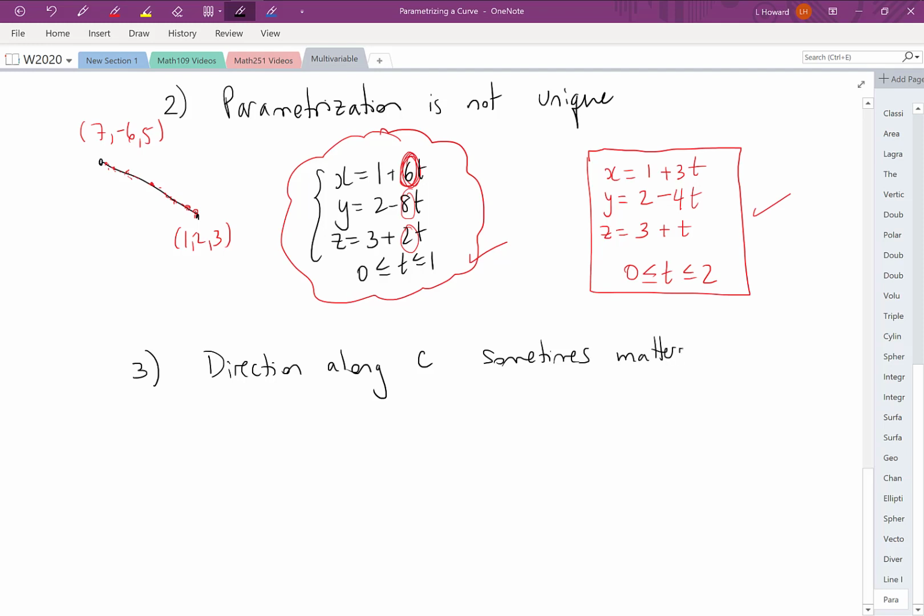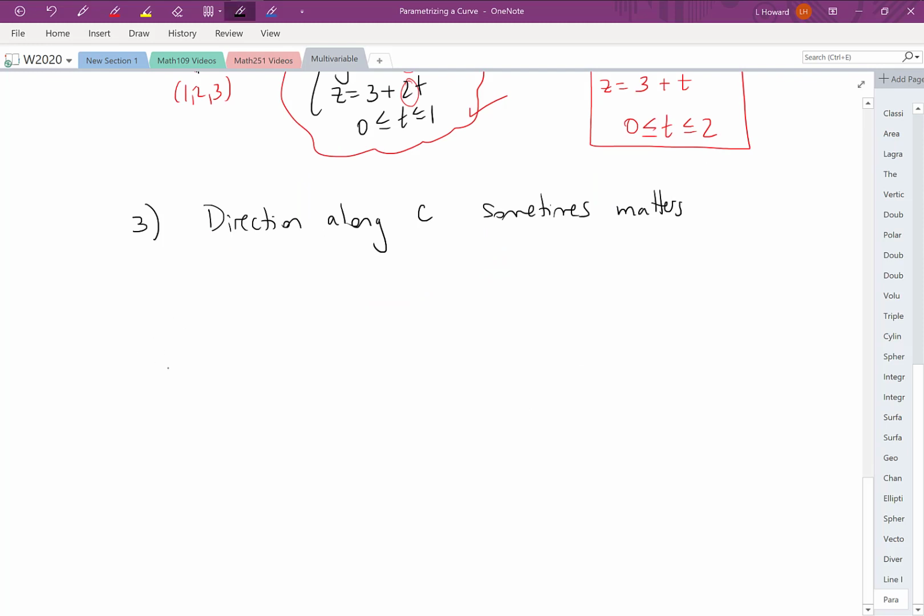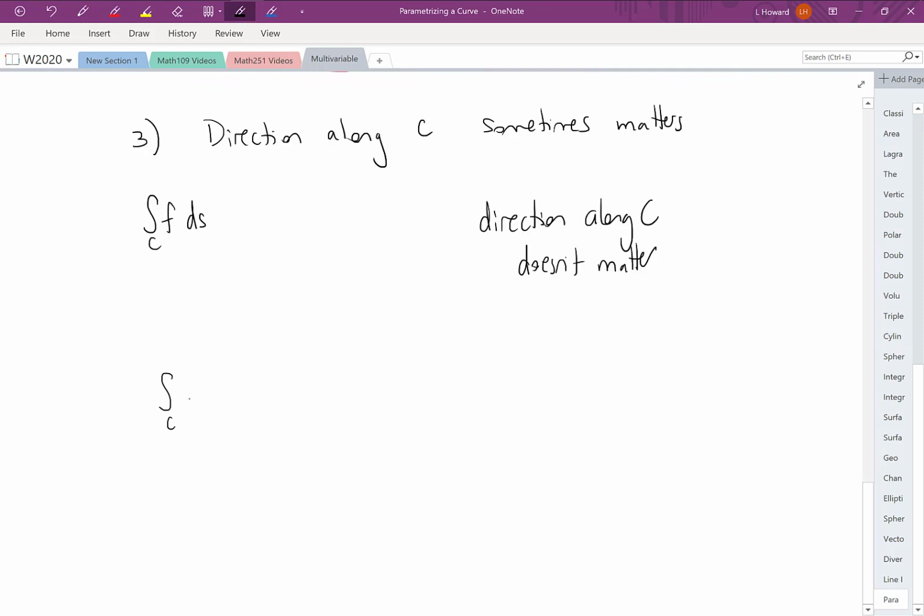So let's try to figure out when the direction along the curve matters and when it doesn't. Well, the difference really comes down to what type of line integral you're trying to compute. If you're doing a line integral with respect to arc length, where you're integrating along some curve and you've got a function like f ds, then direction along C doesn't matter. Whereas if you've got a line integral with respect to coordinates, where we're integrating along C, some function that looks like p dx plus q dy plus r dz, which we'll see more details about in an upcoming video, then the direction along C does matter.